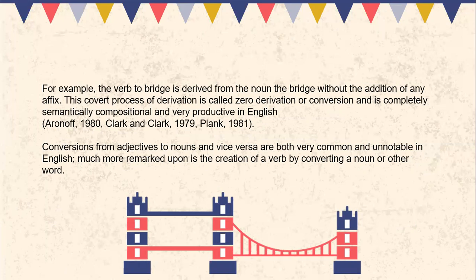For example, the verb to bridge is derived from the noun bridge without the addition of any affix. This process of derivation is called zero derivation or conversion and is completely semantically compositional and very productive in English. Conversion from adjective. Conversions from adjectives to nouns, or maybe verbs to nouns and vice versa, are both very common and unnoticeable in English. Much more remarked upon is the creation of a verb by converting a noun or other word. Okay, the next explanation will be continued by Rahmawati Hana Pratiwi.